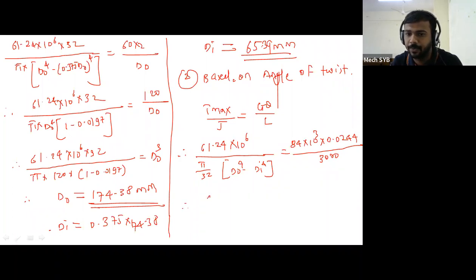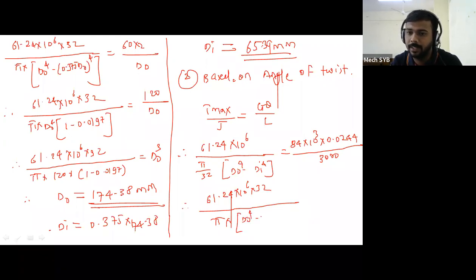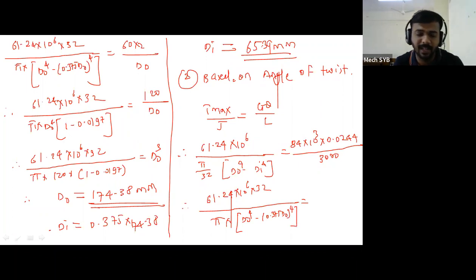Your next step: 61.24 into 10 raised to 6 into 32 divided by pi in square bracket D0 raised to 4 minus 0.375 D0 bracket raised to 4, square bracket complete. What will be the term which is present at the right side? Tell me the value of G theta by L.